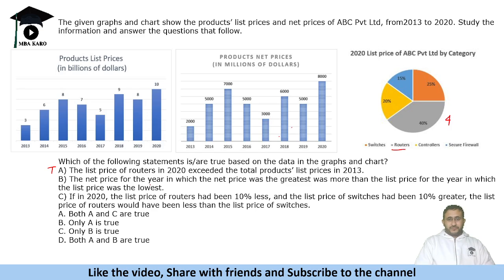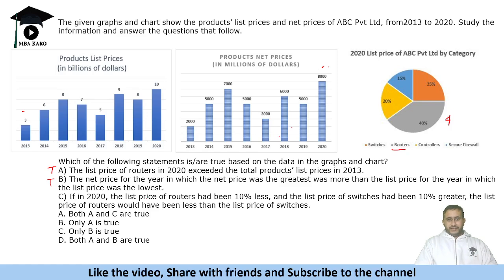The net price for the year in which the net price was the greatest, so net price was the greatest here, was more than the list price for the year in which the list price was the lowest. List price is in billions. The lowest list price here is 3 billion. This is 8 billion. So it says that the net price was more than that. So that is true. This is more than this price.